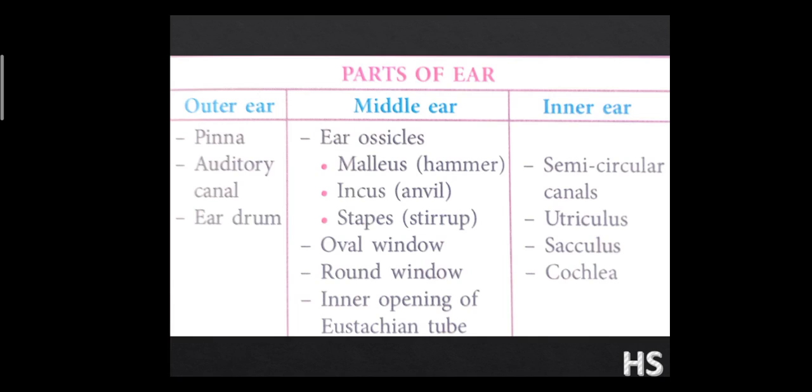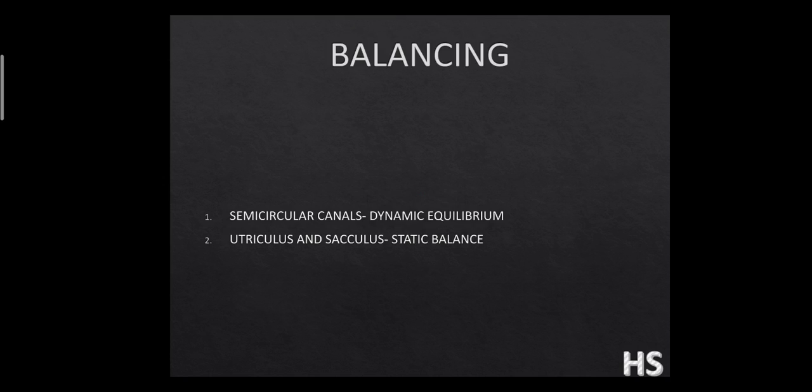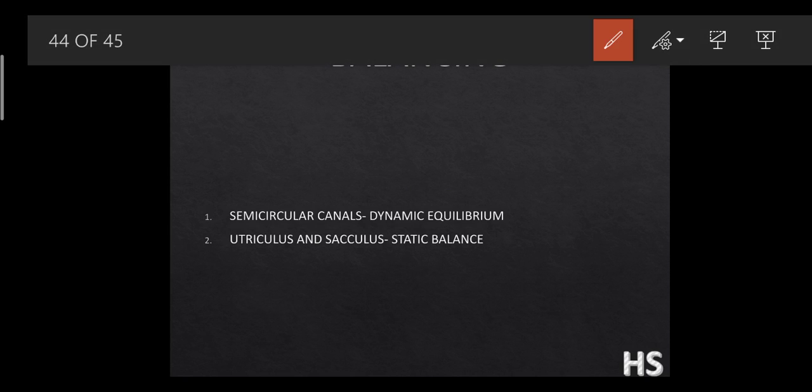Then the ear helps to maintain the body balance, which we have already discussed. Balancing is of two types. Semicircular canals maintain the dynamic equilibrium. And utriculus and sacculus are one and the same. They help to maintain the static balance. Previously I said that the sacculus maintains the static and the utriculus maintains the more dynamic balance, but dynamic balance is maintained by the semicircular canal. Just remember this point.